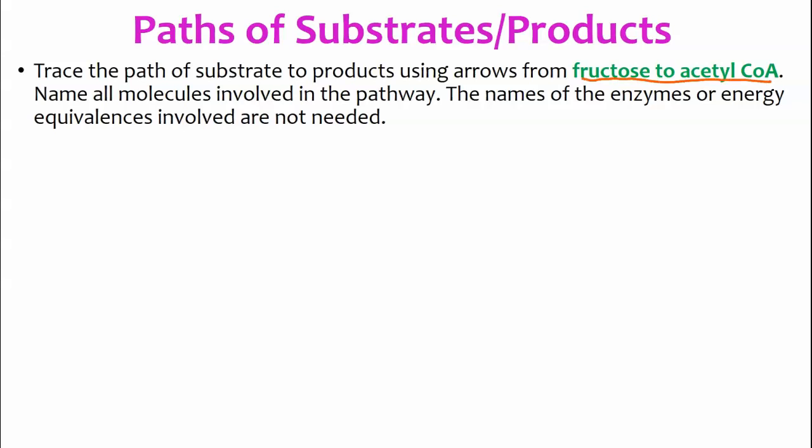Now, at this point, I only need the names of the molecules that are involved. I don't need the names of the enzymes or the energy equivalent. So I don't need the NADH or the FADH2 or the ATP. No, I just need the names with an arrow showing me that you understand that pattern. So since I talked about fructose, you need to have a metabolic pathway involving fructose. And I have that in this page.